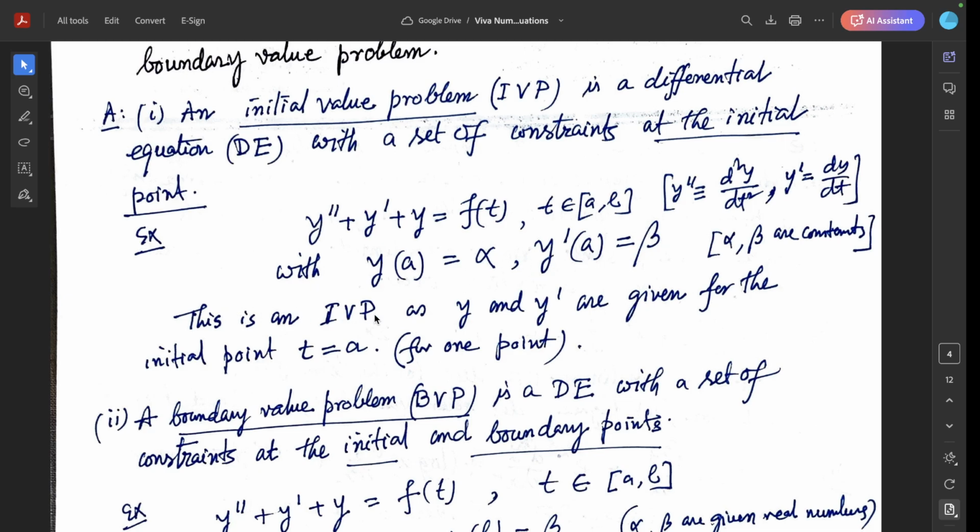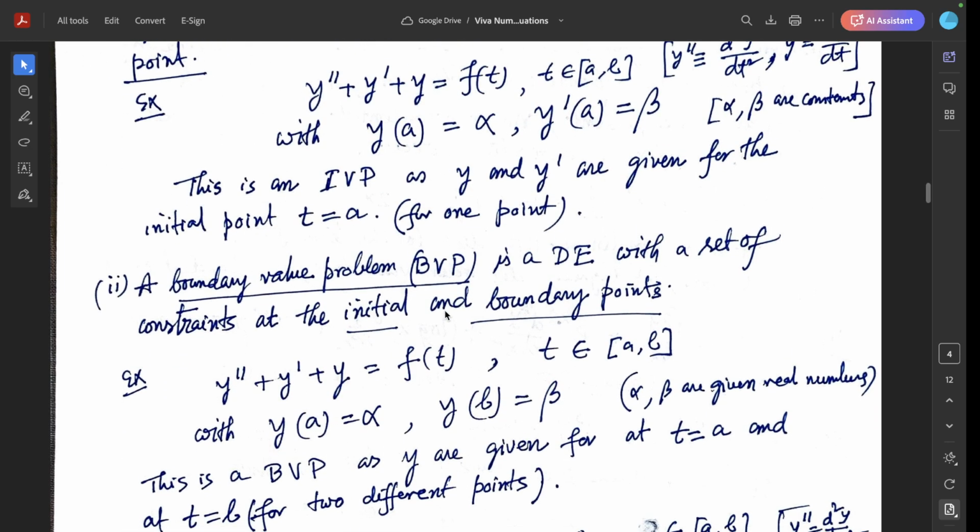This is an initial value problem as y and y' are given for the initial point t equal to a, and for this one point a, both y(a) and y'(a) are given. This is an initial value problem, with initial conditions given.